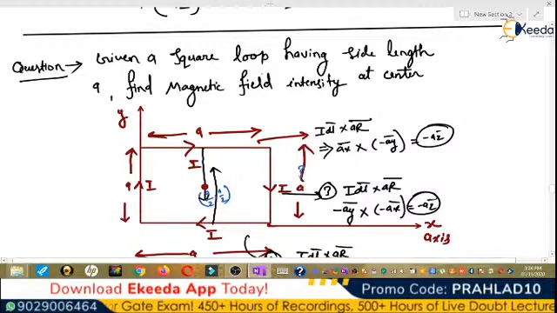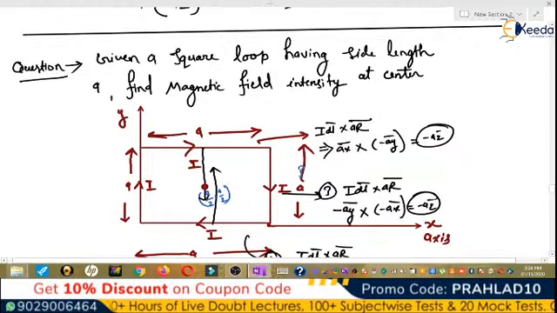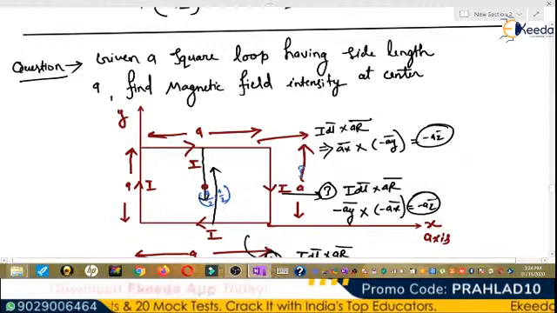Next question is, given a square loop having side length a, find the magnetic field intensity at the center. So this is a given square loop in which current is flowing in the clockwise direction, and at the center we have to calculate the magnetic field intensity.